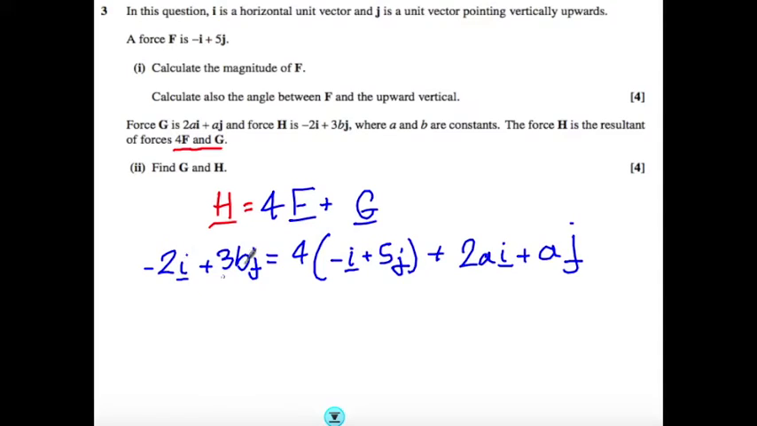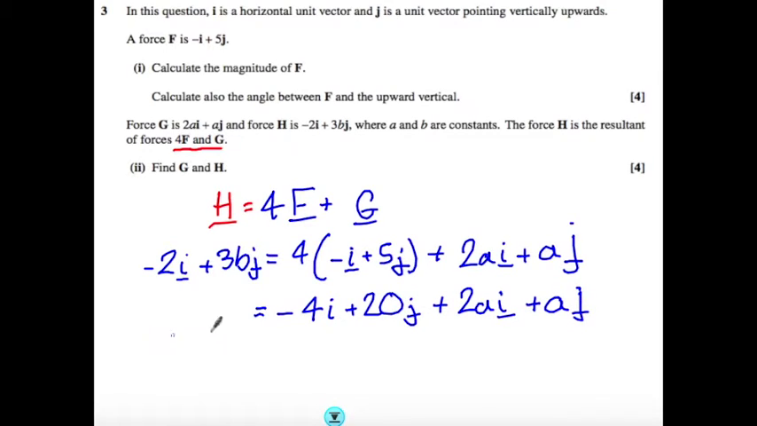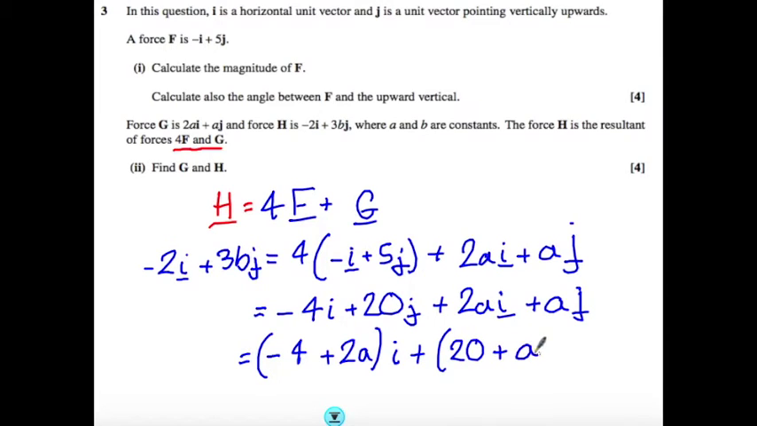So basically the number of i's on the left hand side has to equal the number of i's on the right hand side, and same for the j's. So let's try and expand it all out and get all the i's together and all the j's together. So we've got minus 4i plus 20j plus 2ai plus aj. So if we factorise out i, we'll have minus 4 plus 2a, lots of i, and then factorise out the j's, we've got 20 plus a, lots of j's. And that's got to equal minus 2i plus 3bj.